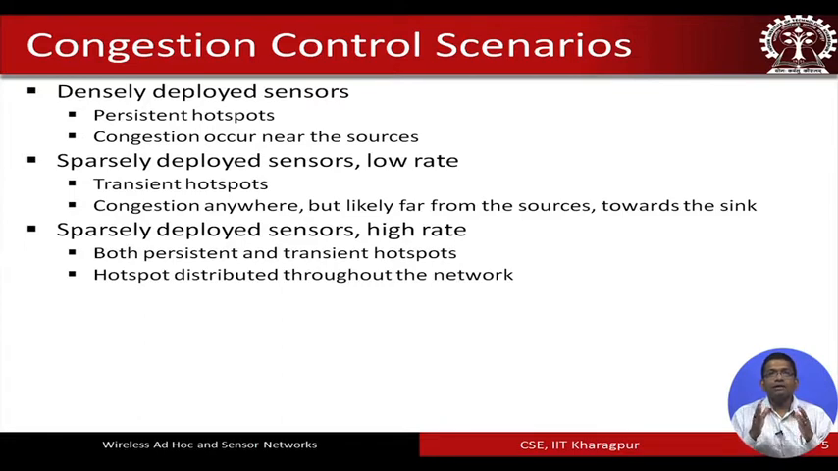Sparsely deployed sensors with a low rate of data feeding will lead to transient hotspots, and congestion is likely to occur anywhere, but likely far away from the sources, closer to the sink. Sparsely deployed sensors with high rate will lead to the formation of both persistent and transient hotspots, and these hotspots are going to be distributed throughout the network, not just localized in a particular part of the region.